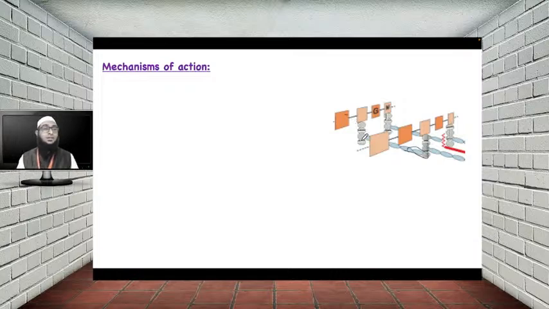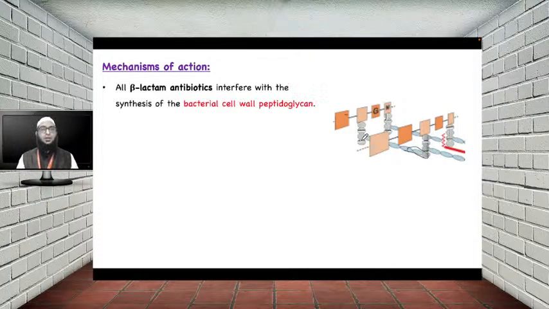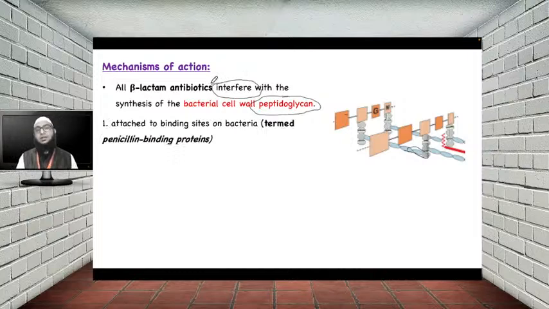Now let's see how penicillin interferes with the peptidoglycan. So all beta-lactam antibiotics interfere with the synthesis of bacterial cell wall peptidoglycan. So what they are doing, they are specially interfering with the synthesis of the bacterial cell wall peptidoglycan. Now let's see how it interferes. So first, when the drug goes into our body, the penicillin attaches to the penicillin binding site on the bacteria. So this binding site is termed the penicillin binding protein. So this is where penicillin goes and binds.